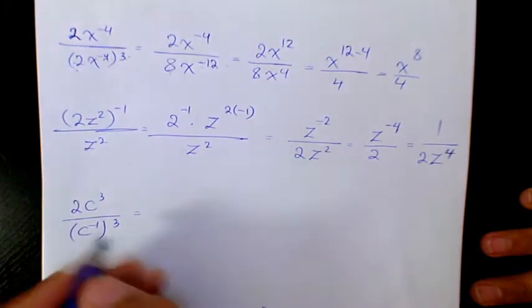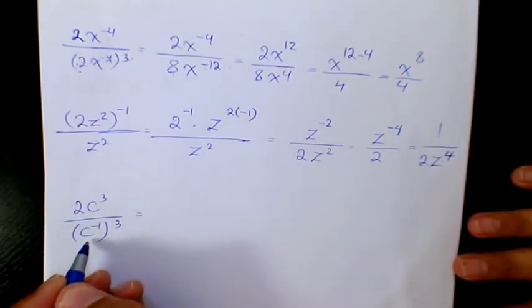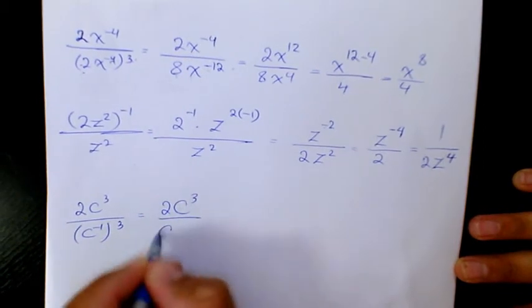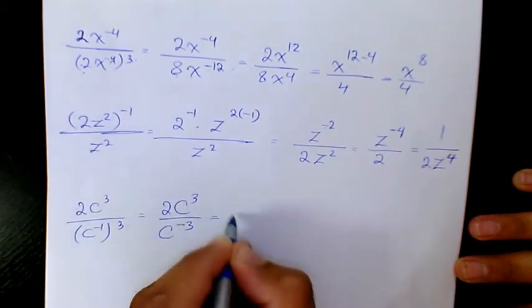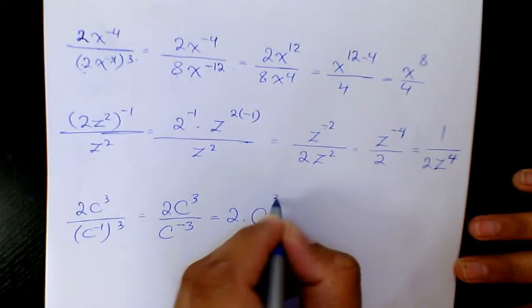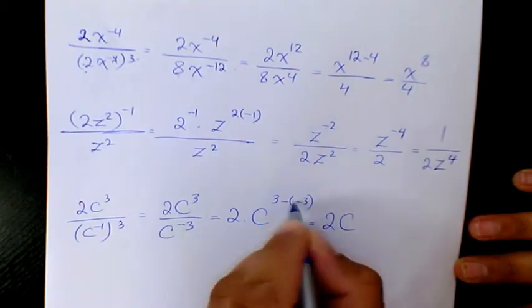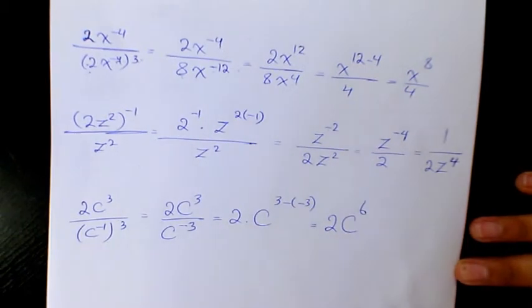Next one, 2c cubed divided by c to the power of negative 3. So 2c cubed divided by c negative cubed. So it's going to be 2 times c to the power of 3 minus negative 3. It's going to be 2c to the power of 3 plus 3, which is 6.